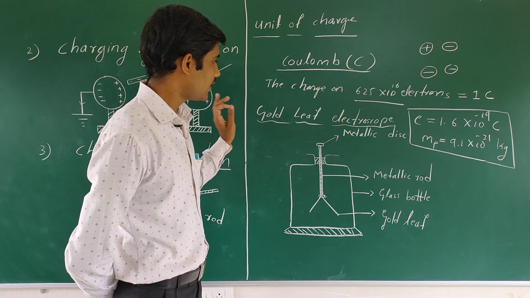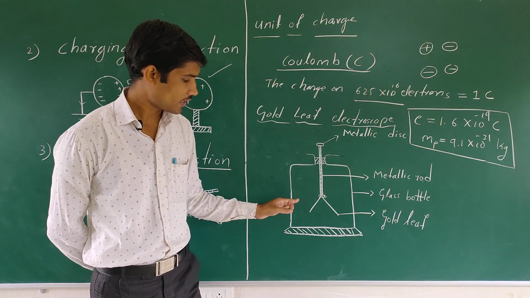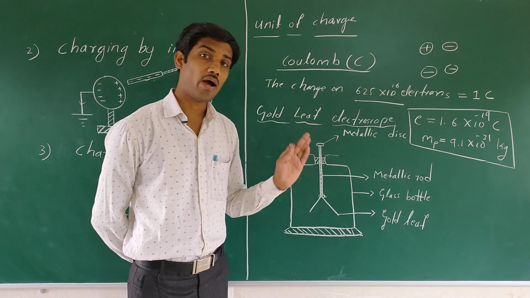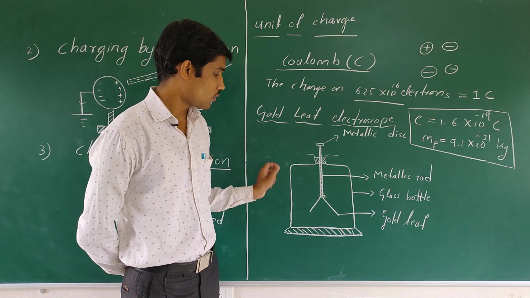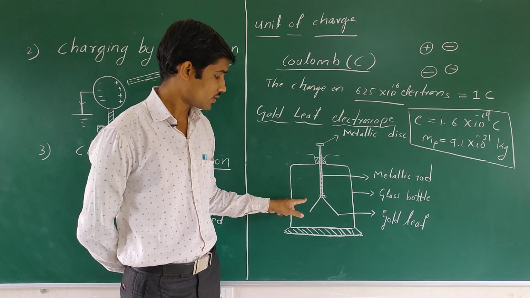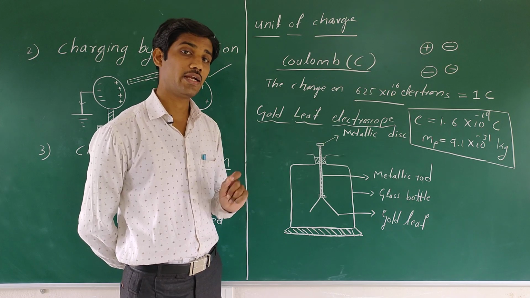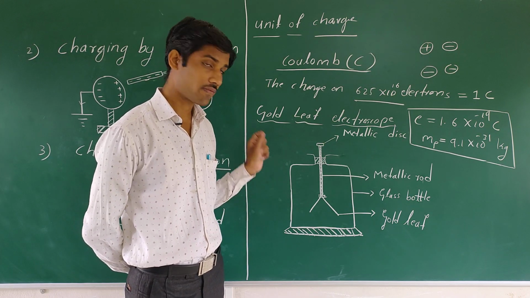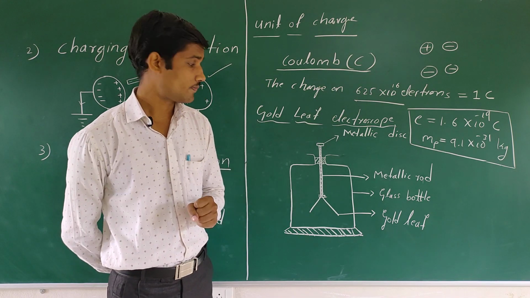Why have we named this gold leaf electroscope? Because it contains the gold leaves. Why do we preferably take gold here? Because gold has good ductility. Because of that we have taken this. Conductivity and ductility are both good in the case of gold. So how will this work now?